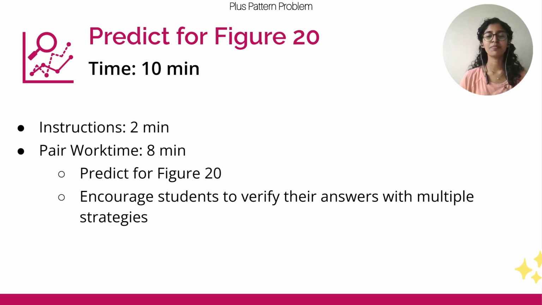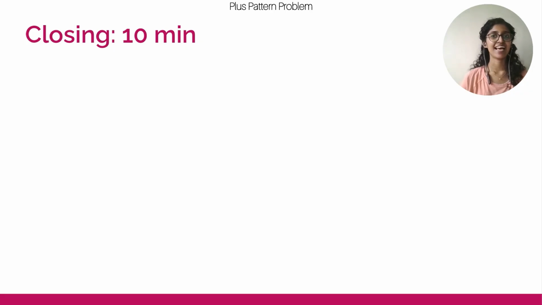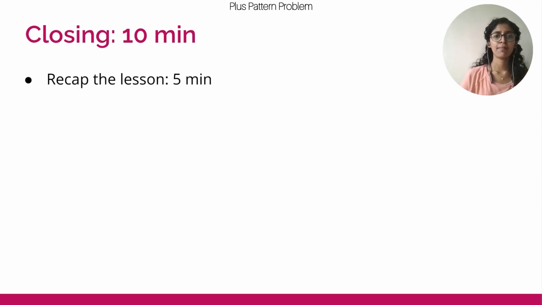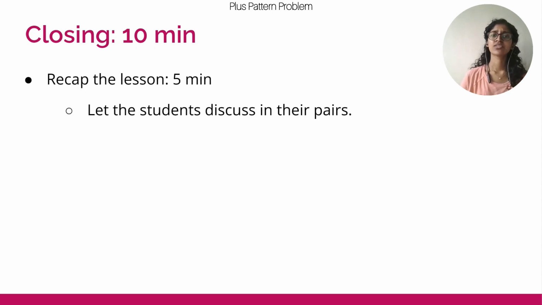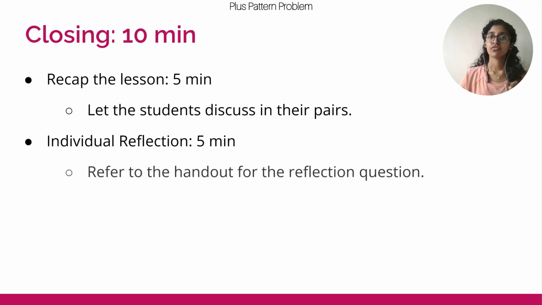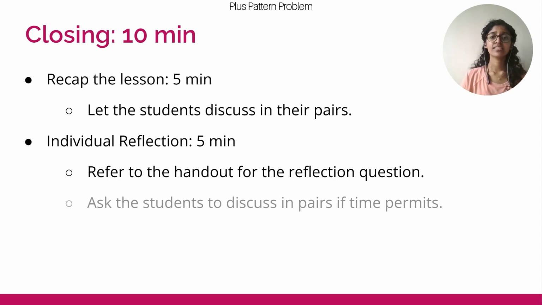And with that, we have come to the end of our lesson as usual. We have the closing for the next 10 minutes. We do a quick recap of the lesson where we ask the students to discuss in their pairs, and we use the cold calling technique to note down the steps we have followed throughout our lesson. And in the next 5 minutes, we do a reflection independently. For that reflection question, please do refer to the handout. Once the students are done with their reflection, ask them to discuss with their partner if there is time.